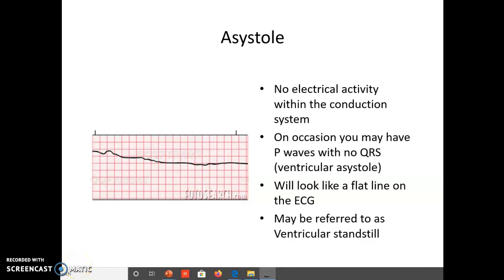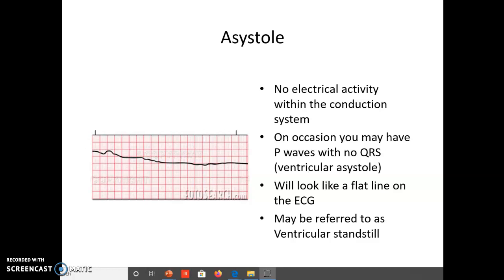Next, we're going to be talking about asystole and PEA, which is pulseless electrical activity. When we start with asystole, it's really a pretty easy rhythm to get the hang of because there's just nothing there. There's no electrical activity within the conduction system. On occasion, you might have a random P wave, or you might see a QRS beat just escape here or there. It's still considered asystole. It's basically going to look like a flat line on the ECG paper.